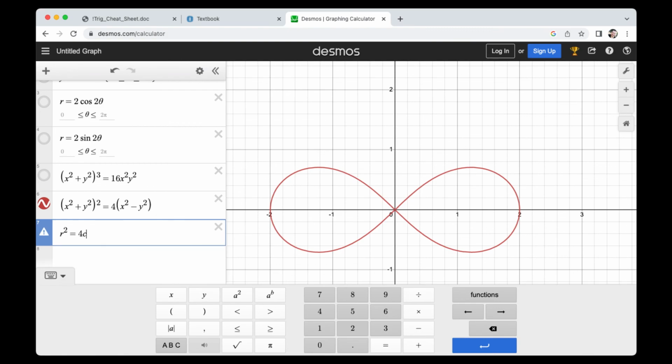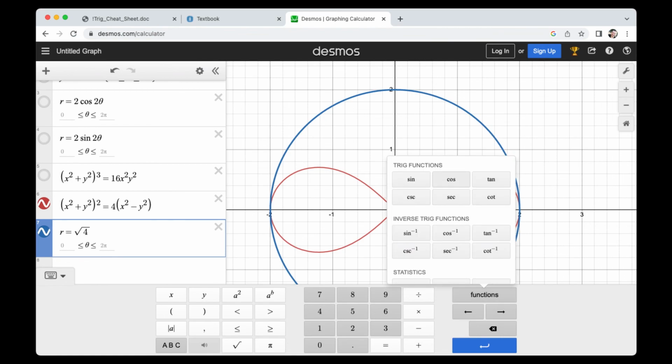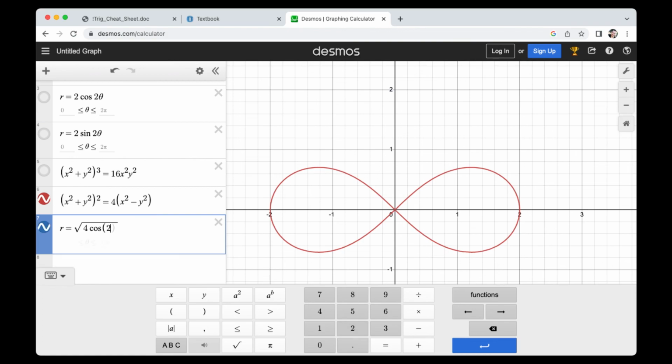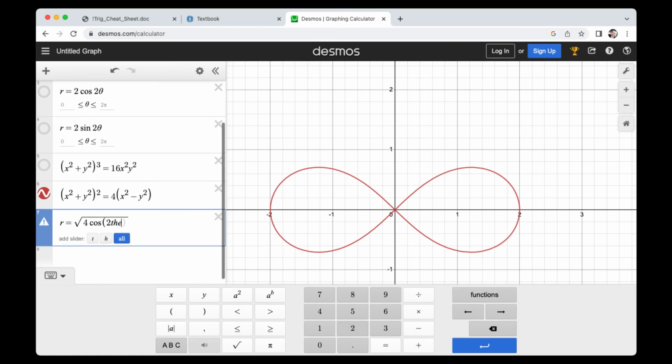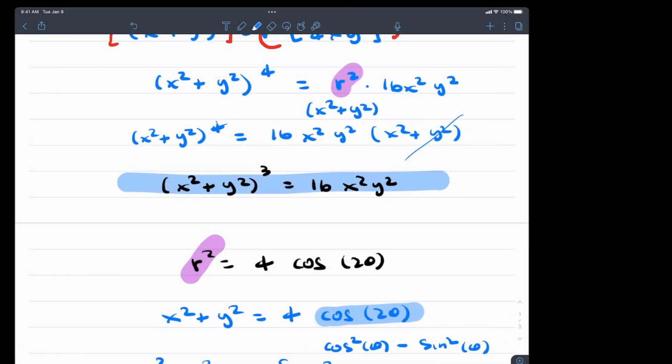Oh, and I know what happens with Desmos. It doesn't like that. Desmos wants you to use the square root. Sorry about that. R equals square root 4 cosine 2 theta. You can't use r squared there. There you go. In blue. So let's toggle. In red, Cartesian. In blue, polar. Cartesian, polar.